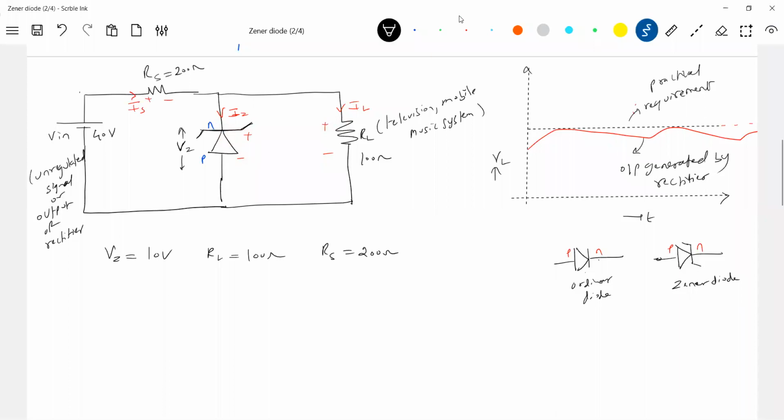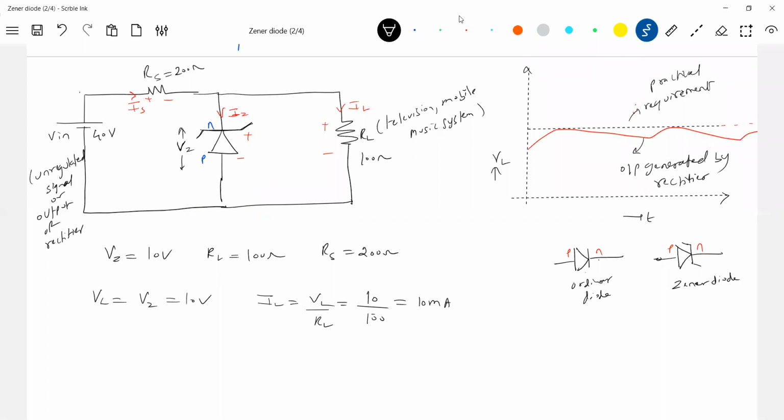Now, okay, what is the load? What is the requirement of the load? 100 ohm is there. It is connected parallel to this. So what is the drop across the load? We'll calculate here. The drop across the load VL is equal to VZ, which is 10 volt. Then what is the load current? VL by RL. VL is how much? 10. The load is 100. So this will be how much? 10 milliampere.